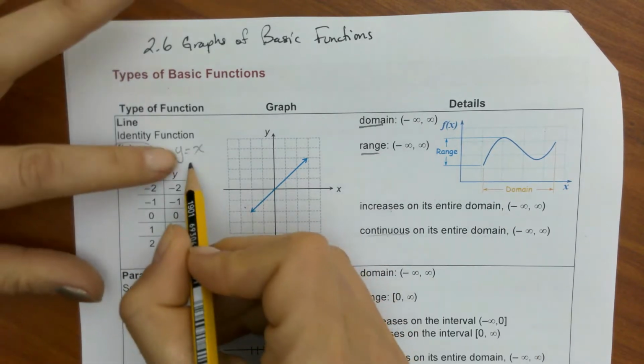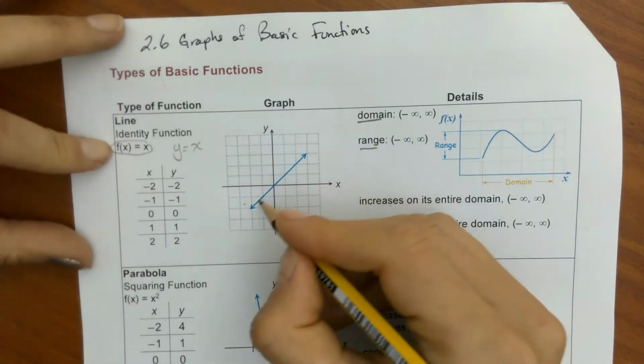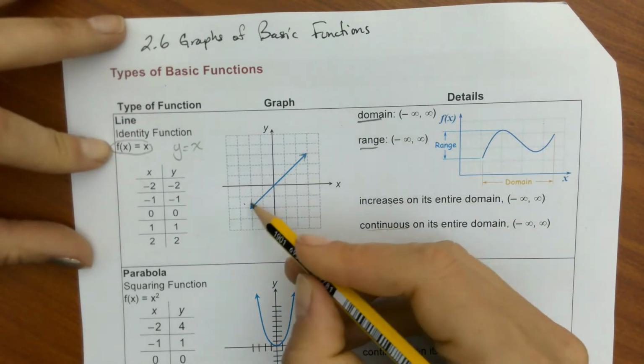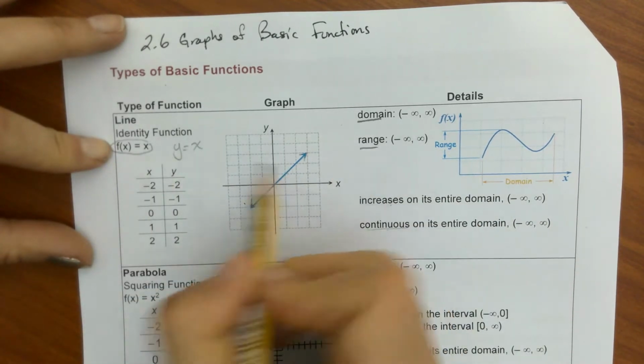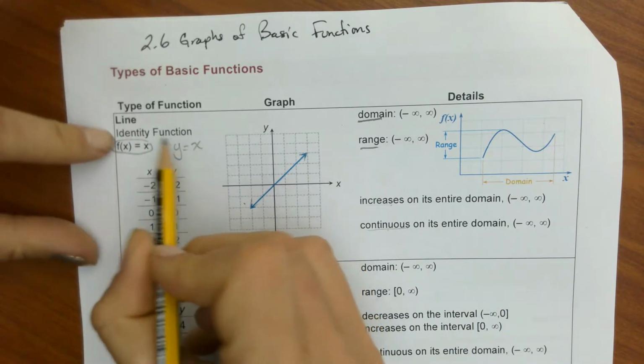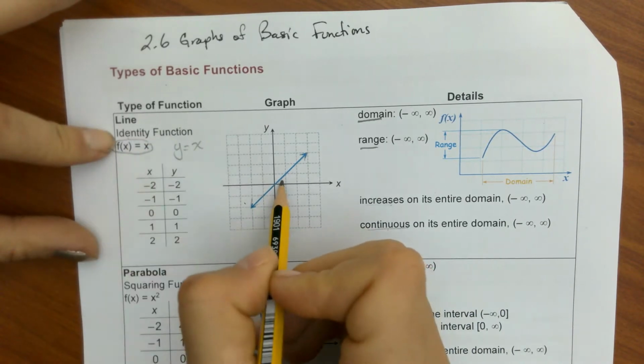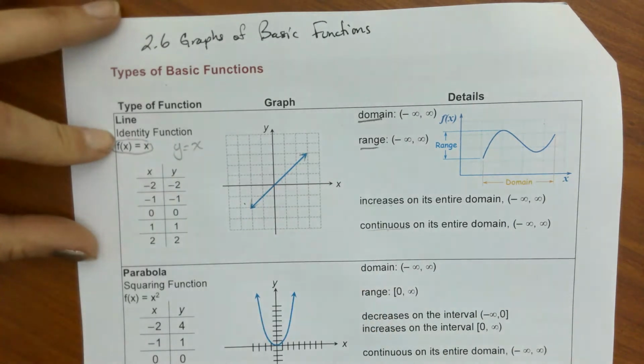That's just the equation, this is the function, and it's just a straight line. Okay, and it's a straight line, and we can call it a line, but its other name is called identity function. So you can say this is a line, or you can say it's an identity function.